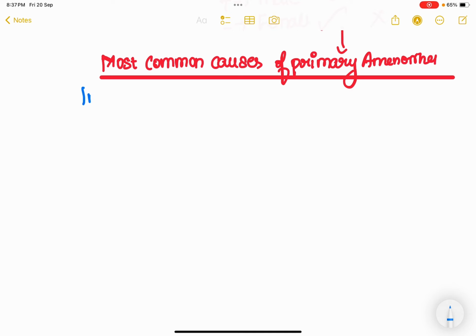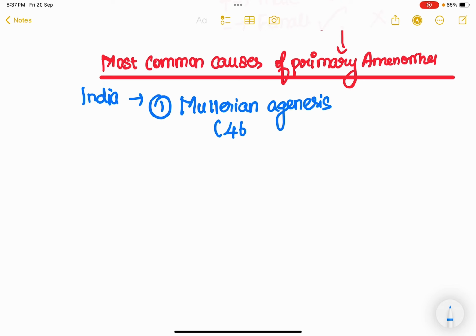So in India, the most common cause is going to be what? It is Mullerian agenesis. So Mullerian agenesis, the karyotype, it is happening in a female, so it is 46XX, right? Yes. So Mullerian agenesis is the most common cause of primary amenorrhea in India. The second is going to be the gonadal dysgenesis.